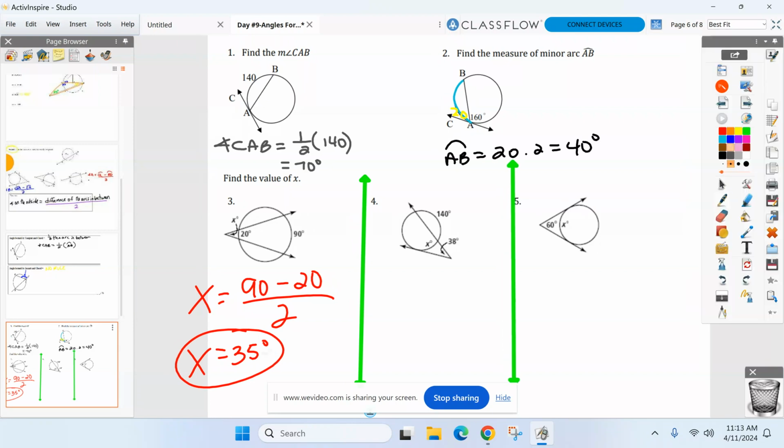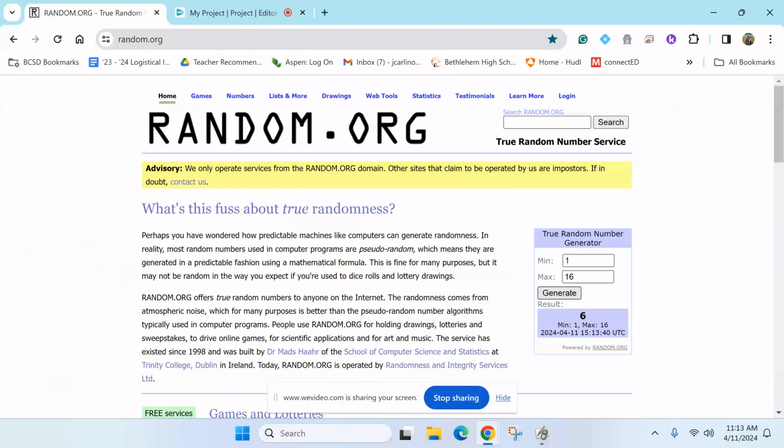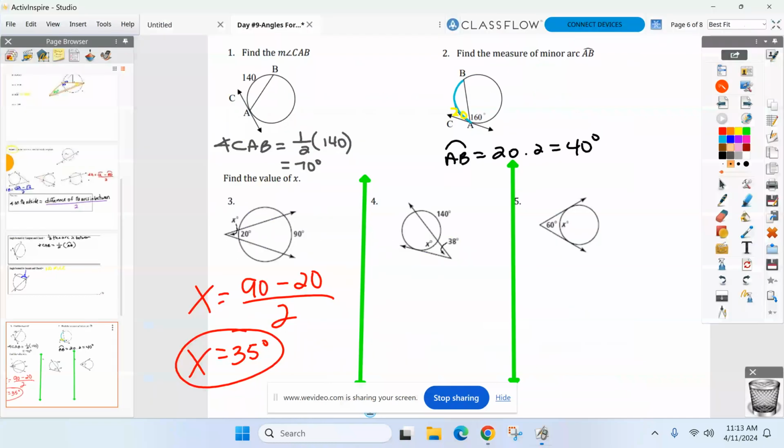60 degrees. Inside, outside, or a tweener? What type of angle is it? Thomas, what type of angle? Outside. It's outside. So that means that 60 was found by taking 2 arcs, subtracting them, and dividing by 2. But we run into a little honors problem here, right? The bigger arc is not given. The smaller one is, everyone all right?